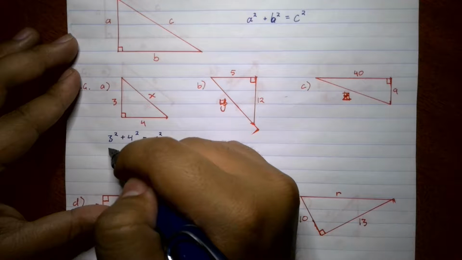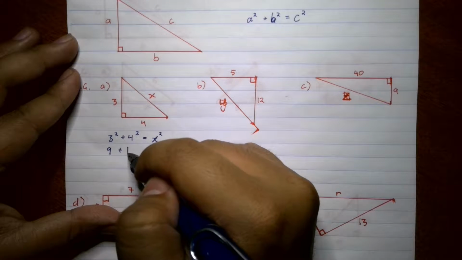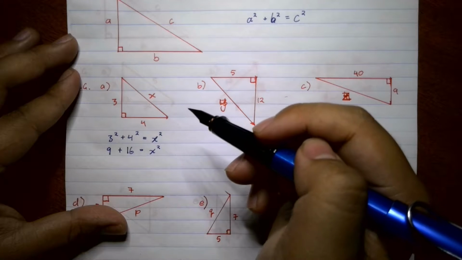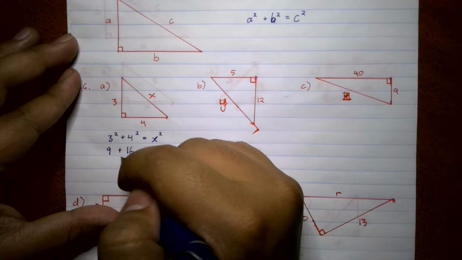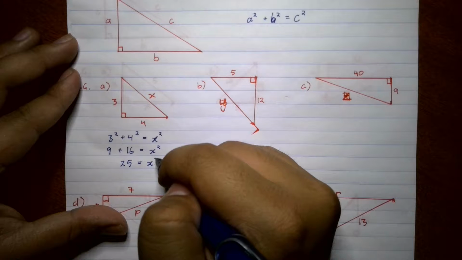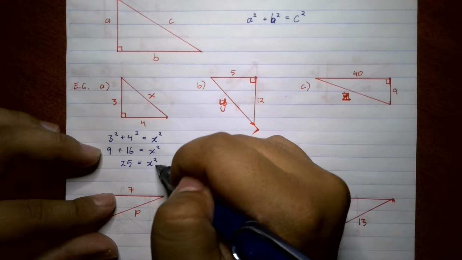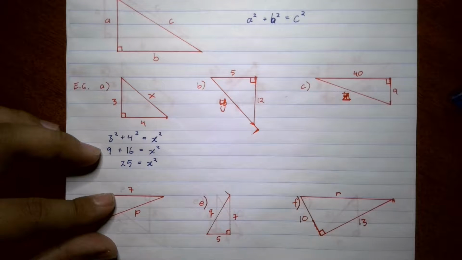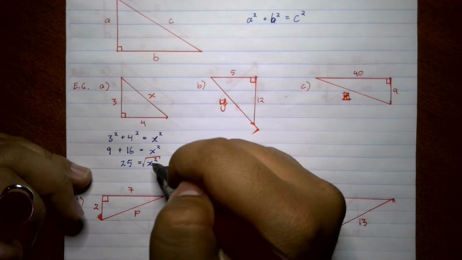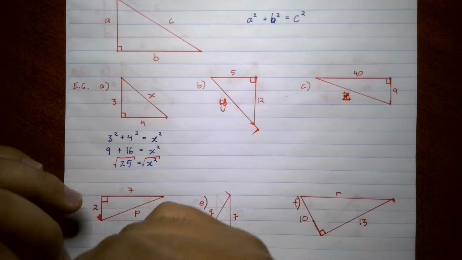So this becomes 3 squared is 9, plus 4 squared is 16, and x squared stays the same. At this point, we can find out what these two are. That's 25 equals x squared, but that's x squared. What we want is the square root of this, because we don't want x squared, we want x by itself.